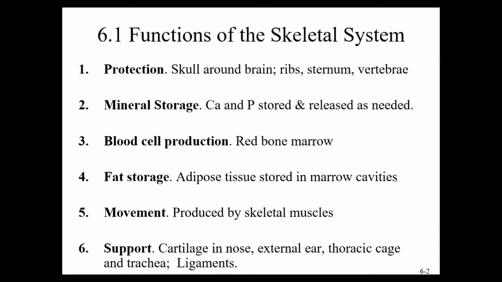And then support. You have some parts of the skeleton, and then also the cartilage that is there for support, such as cartilage that's found in the nose and in the ear. And there's also cartilage associated with the rib cage area. And you have cartilage that's associated with the trachea that helps to support the windpipe area. And then also your ligaments. These help to bind bones to bones, and that helps to support the skeleton.